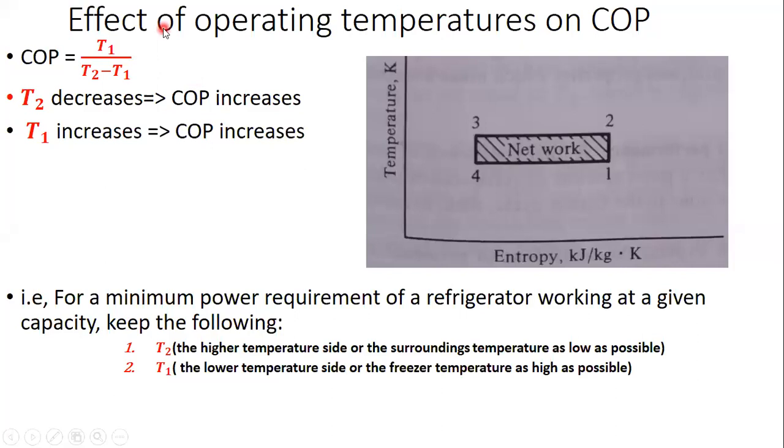So, last class we discussed a small problem to find out the heat absorbed during the working of the Carnot refrigeration cycle. That is the heat absorbed during 4 to 1. Then what is the heat getting rejected at 2 to 3. Then we tried to estimate the net work done during this refrigeration cycle.